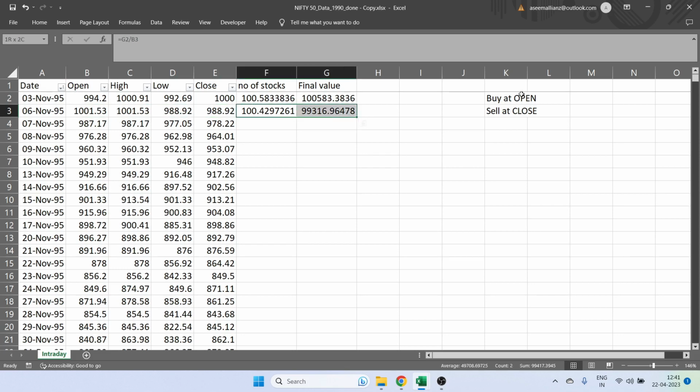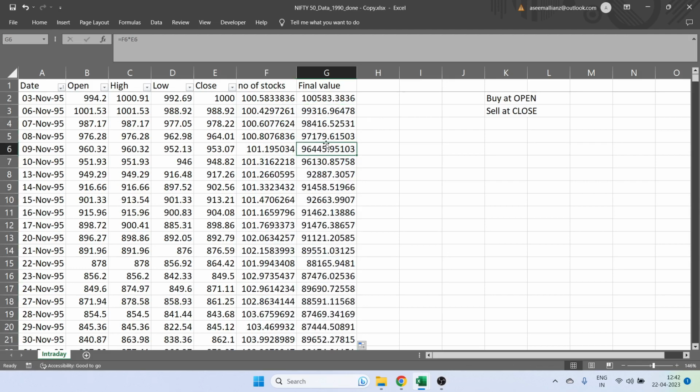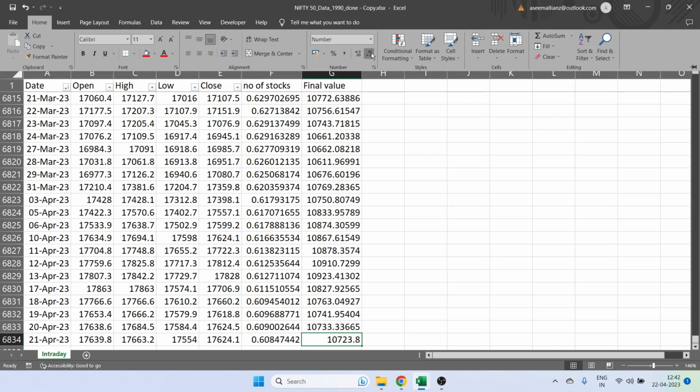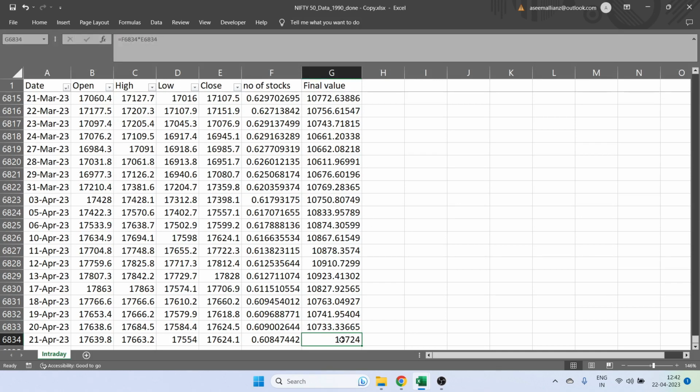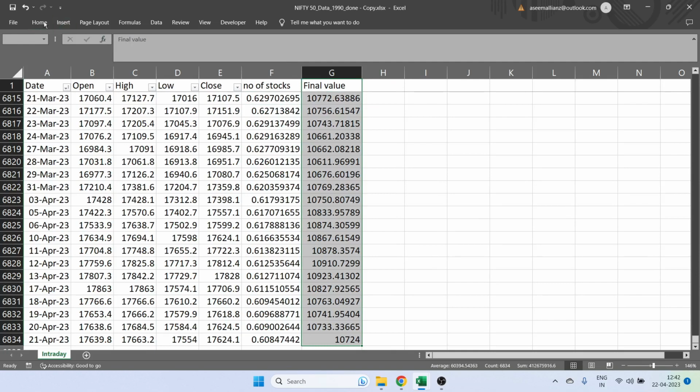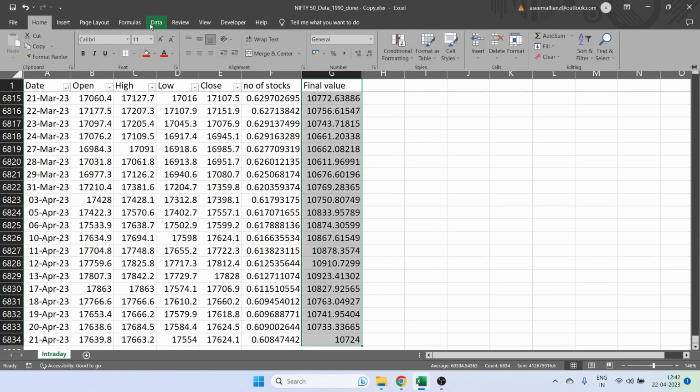So our rule is done. All I have to do is just copy paste this right till the bottom. So I've copied the formula right till the bottom for the next 28 years. We started with 1 lakh, and if you notice, after 28 years, the value is actually 10,000 only. The value is only 10,724. That means that the stock has actually gone down. Let's see how the stock value behaved over the last 28 years.